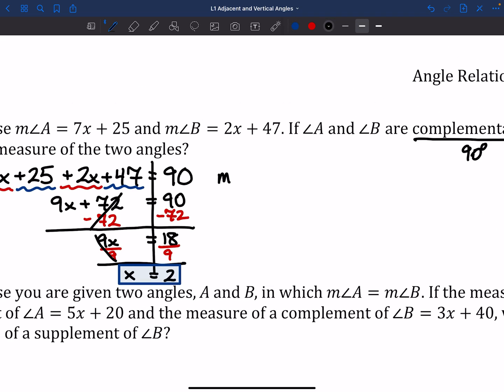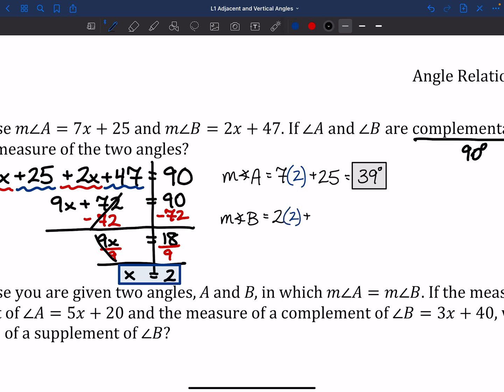So the measure of angle A, actually, before I start running out of space again, let me shrink this down a little bit. The measure of angle A is equal to 7x plus 25. So that's 7 times 2 plus 25. 7 times 2 is 14. 14 plus 25 is going to give me 39 degrees there. As for the measure of angle B, same idea. It's 2x plus 47, so that's 2 times 2 plus 47. 2 times 2 is just 4. 4 plus 47 is going to give me 51 degrees.